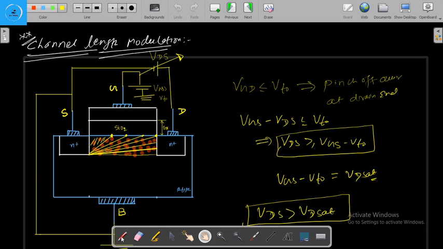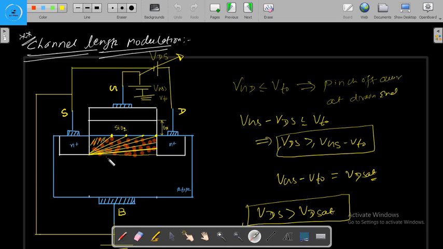Okay, so we have seen that when the VDS is greater than the VDSAT, the shape of the channel practically is not the same, and the pinch off point that occurs at the drain end is now moving toward the source end.